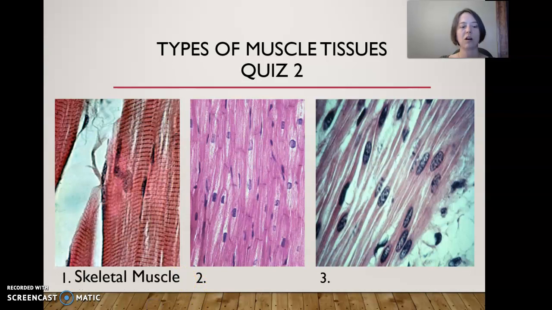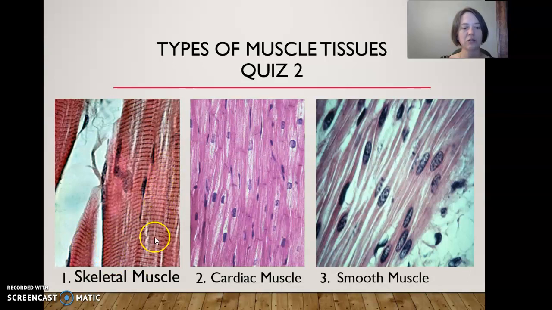We have number 1 was skeletal muscle. If you got that right, good job. Number 2 was cardiac muscle. If you got that, good job. And number 3 is smooth muscle. If you got all 3 of those, good job. So let's take a look how we would know this.